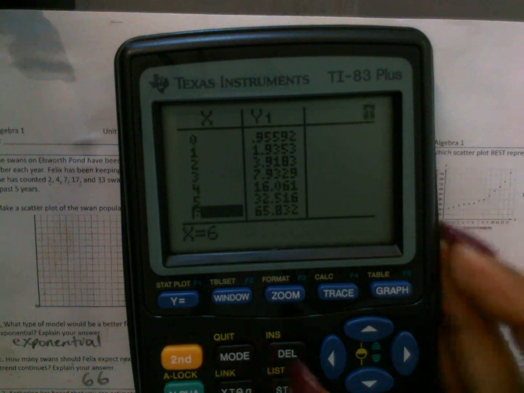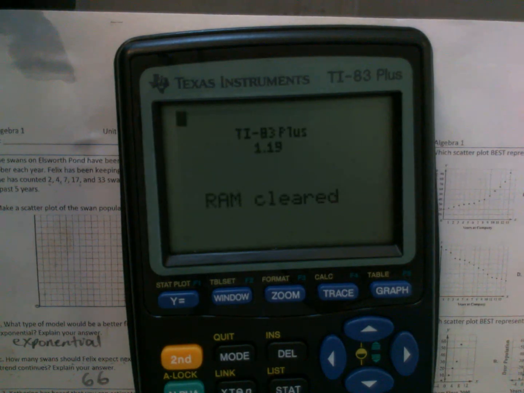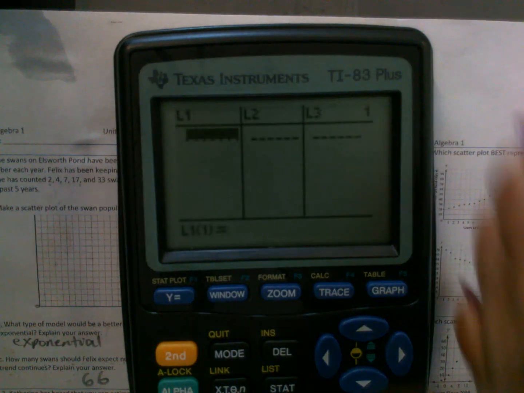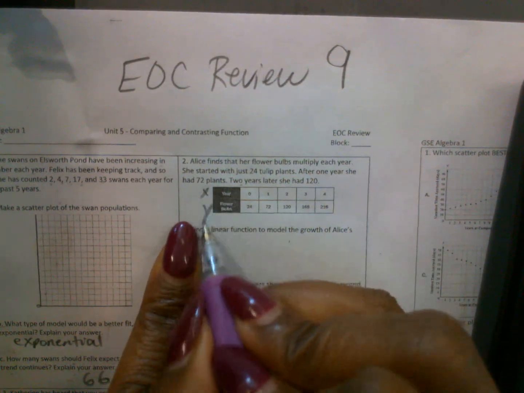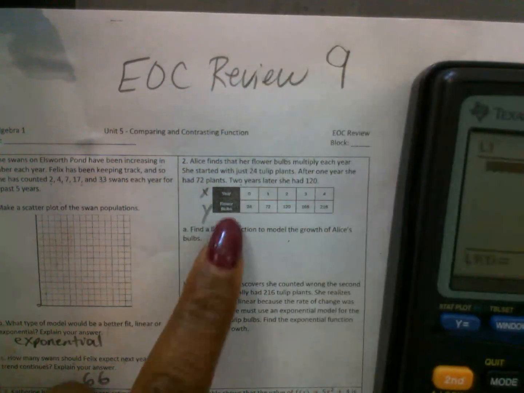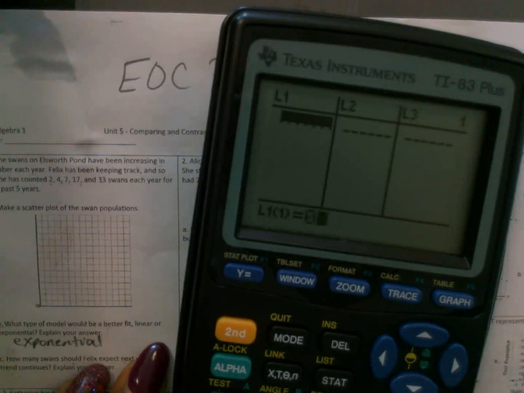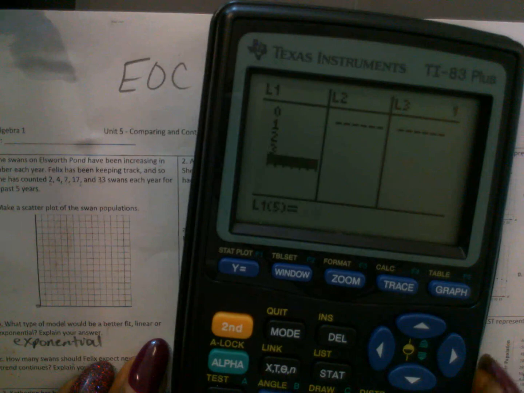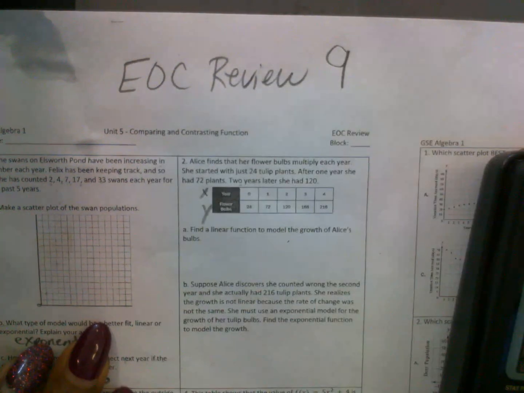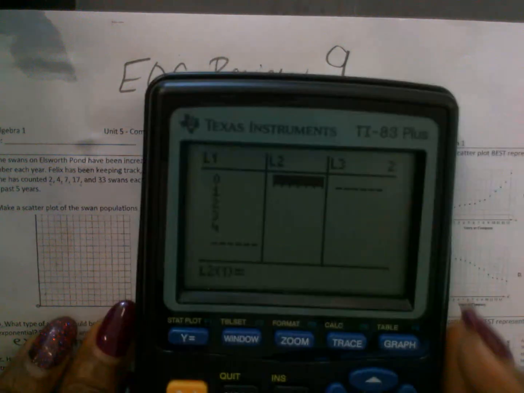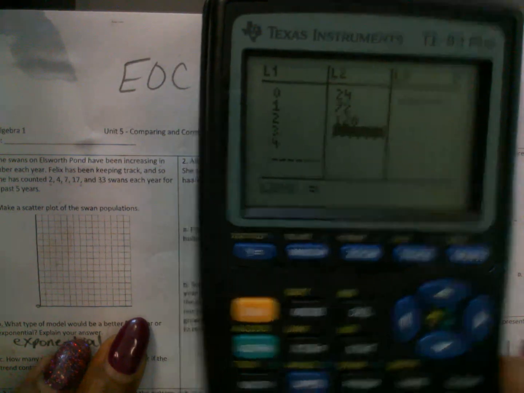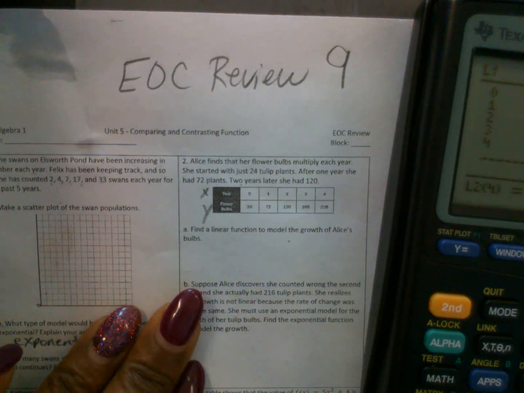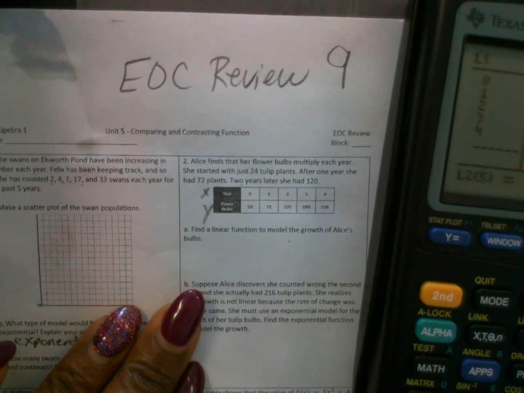So I'm going to go second plus 7, 1, 2, and go back to stat edit. And I'm going to type in my X, which is year or time, and my Y, which is the total number of flower buds. So we have 0, 1, 2, 3, 4 for X. Then for Y, beside 0, it starts off with 24, and then it goes to 72, and then 120, and then what's that? 168, and then 216.